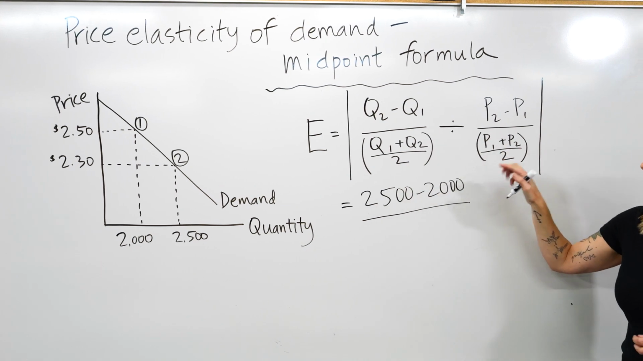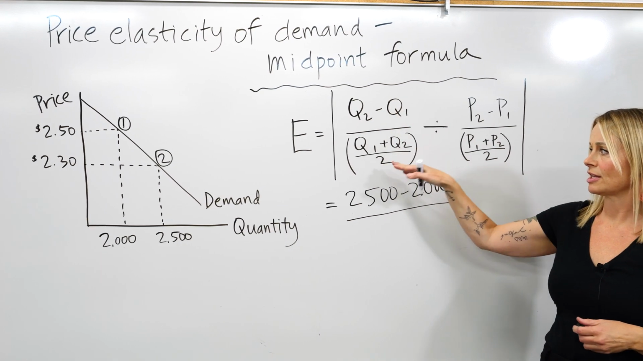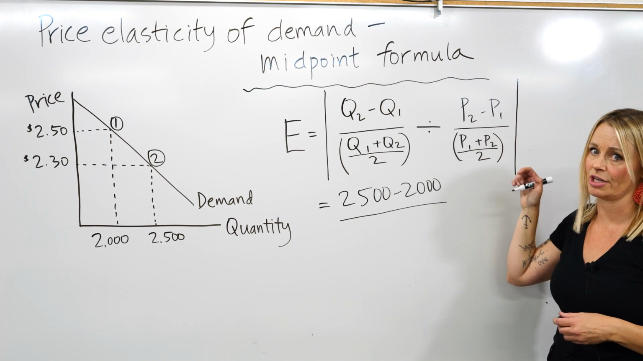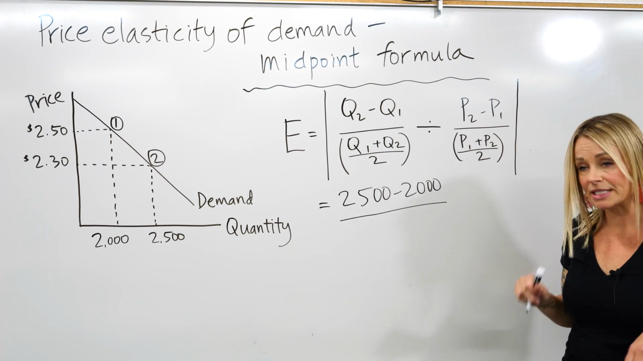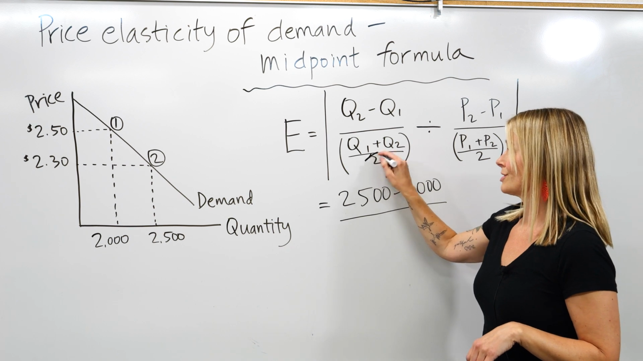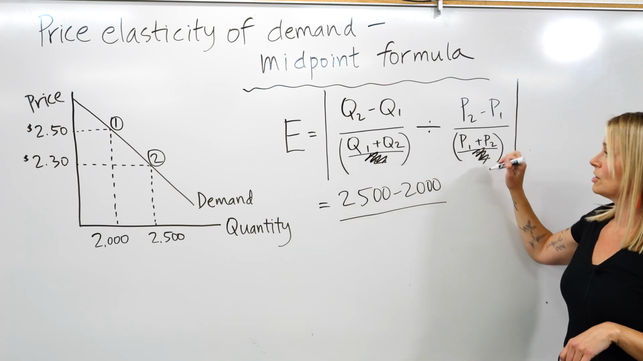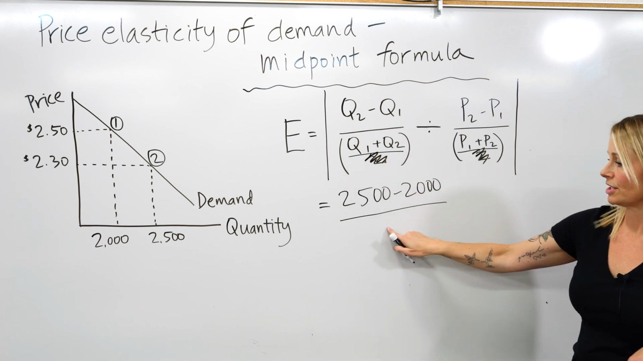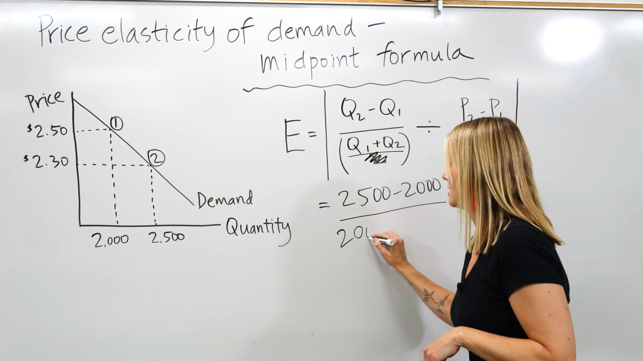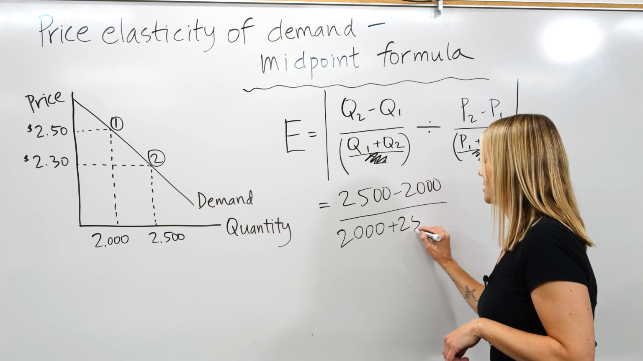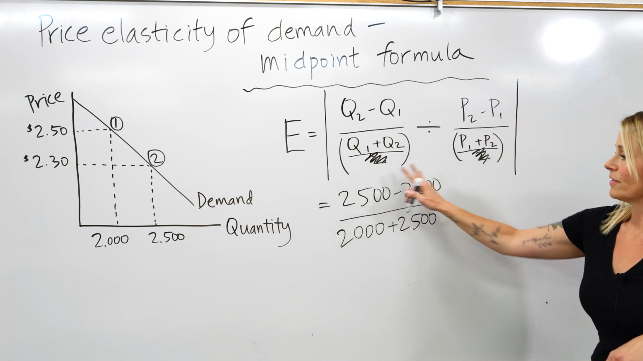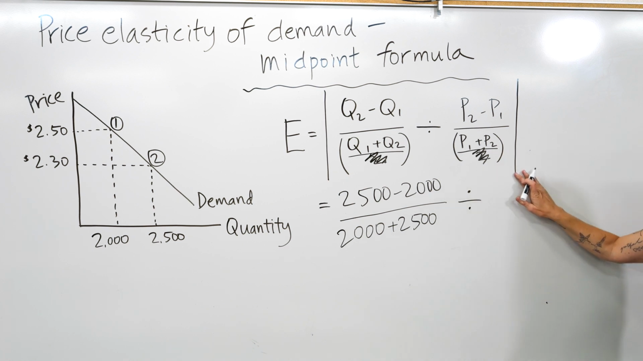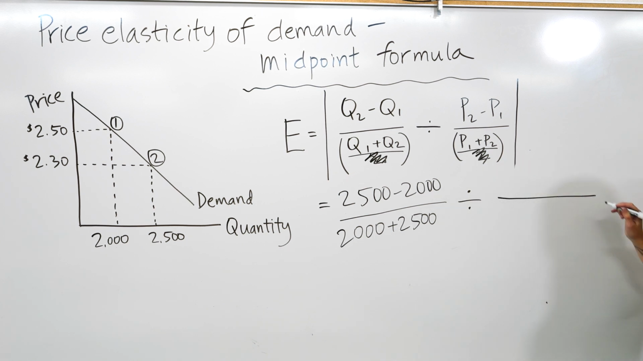Now, if you look at this formula, there's a divided by 2 in the denominator of the numerator, and there's a divided by 2 in the denominator of the denominator. And math would tell us that they cancel out. So you know what? Let's not even deal with them. So here's a simpler formula to really use. So we can just do the addition now on the bottom of these quantities. So 2,000 plus 2,500. All right, so that whole thing is going to be divided by, that's what this symbol is telling us. Same thing, but for the prices.